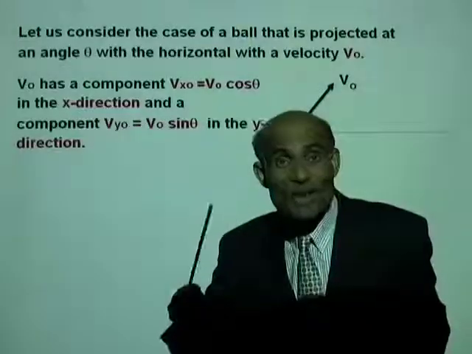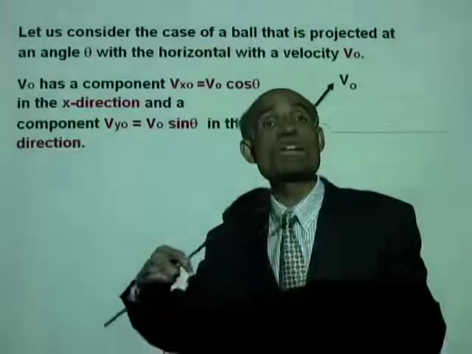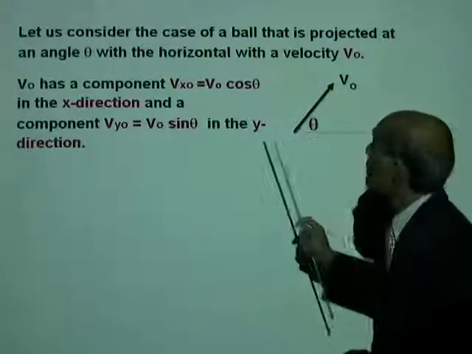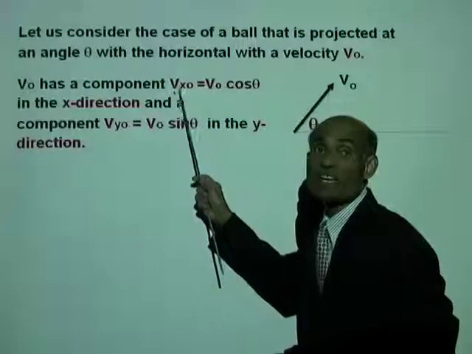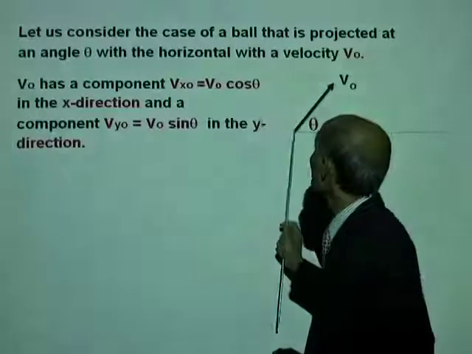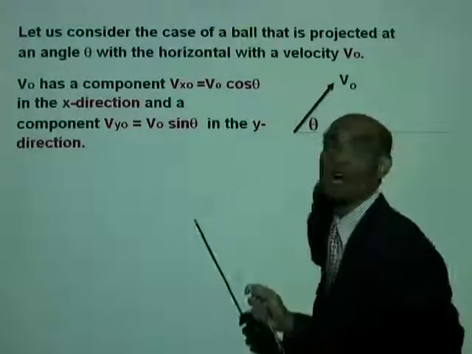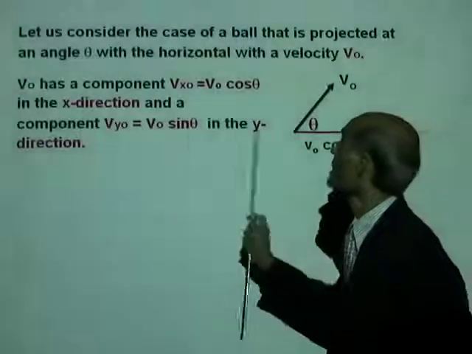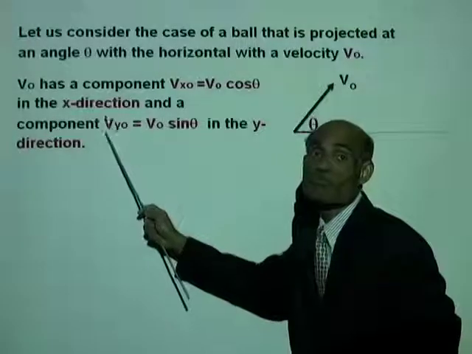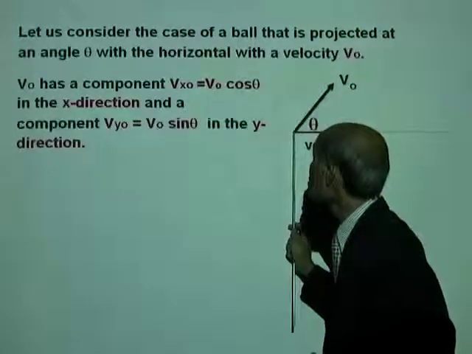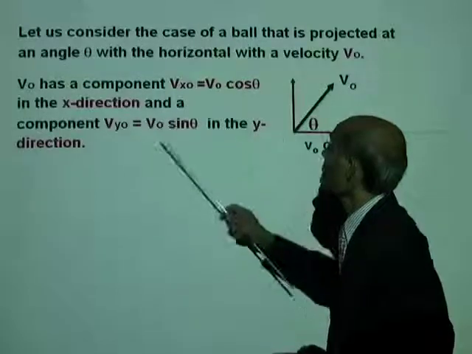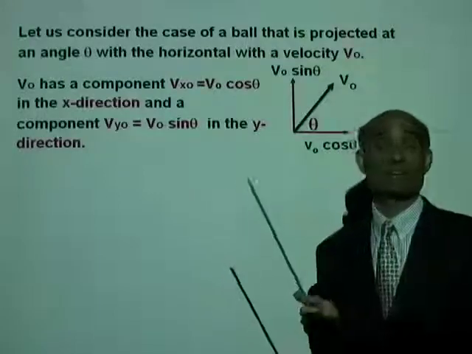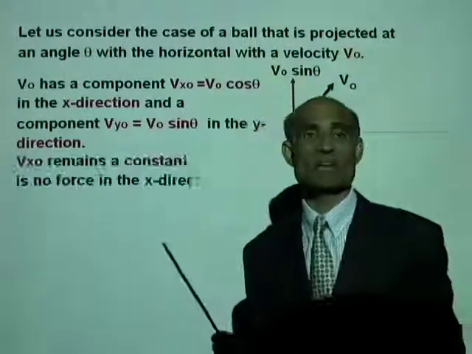Vx is the x velocity. Vx0 is the initial x velocity. So, this v0 has a component vx0 equal to v0 cos theta along the x-axis. This is v0 cos theta. And vy0, what does vy0 stand for? Initial vertical velocity. vy0 is v0 sine theta. I'm sure you have no problem understanding that.